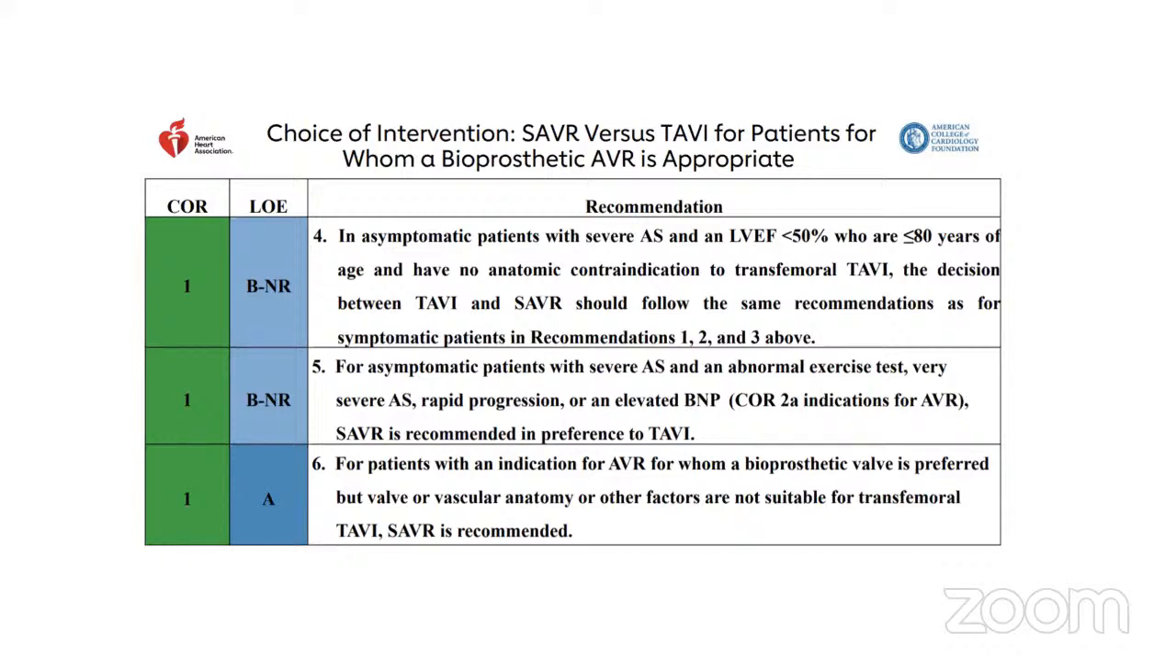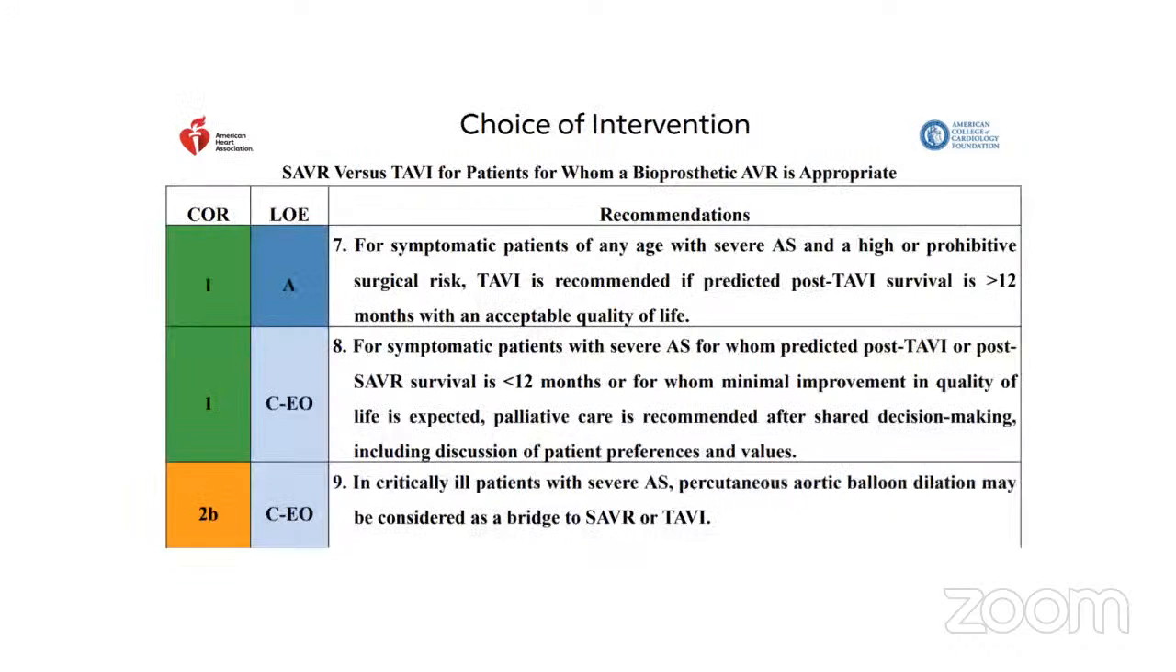And for patients with indication for AVR, for whom a bioprosthetic valve is preferred, but valve or vascular anatomy is not suitable for TAVI, SAVR is recommended. All of them are class 1 indications. For symptomatic patients with severe AS and high or prohibitive risk, TAVI is recommended. This is class 1. And for symptomatic patients with severe AS in whom predicted post-TAVI or post-SAVR survival is less than 1 year, or with minimal improvement in quality of life, palliative care is recommended after shared decision making.